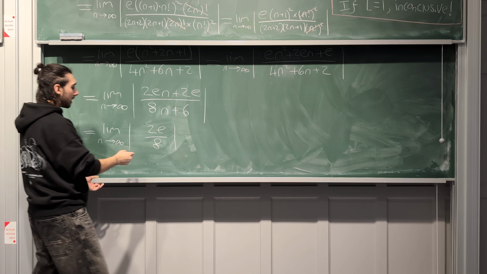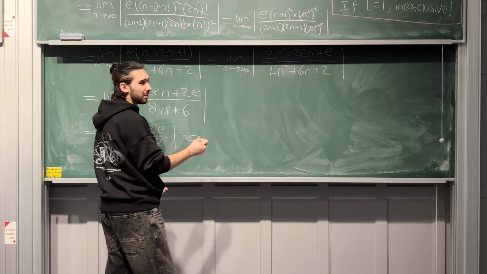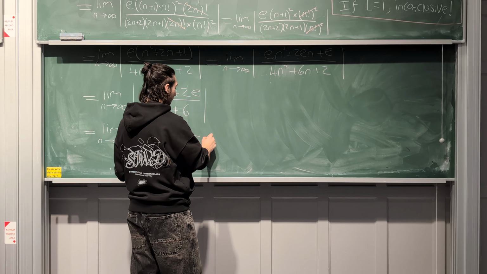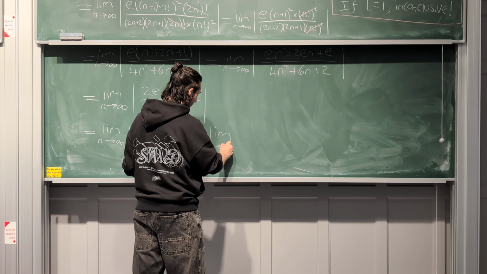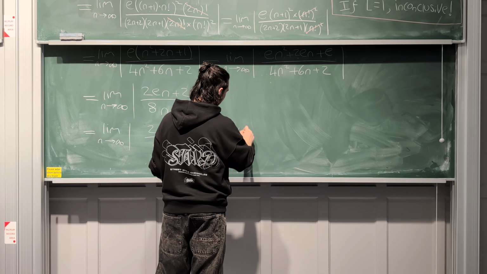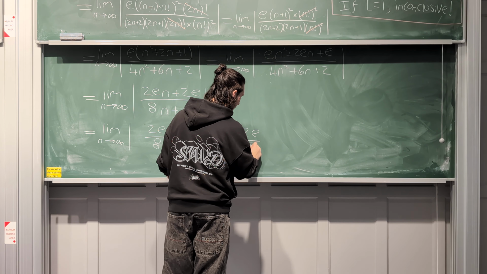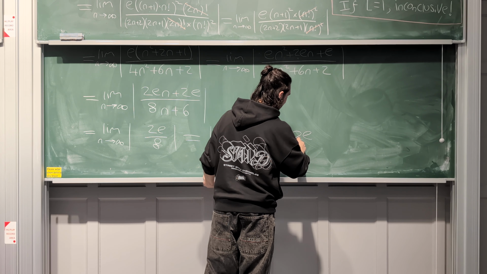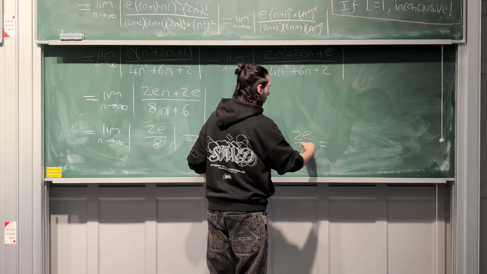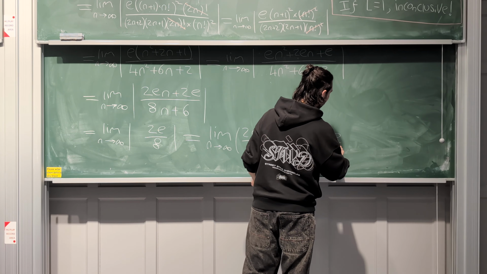And of course, we can ignore the absolute value. This is all positive anyway. We could have ignored the absolute values like 10 minutes ago, but it doesn't matter. This is the limit as n approaches infinity of just 2e over 8. But obviously 2e over 8 is a constant, so the limit doesn't do anything, so it's just 2e over 8, which can also be written as e over 4.